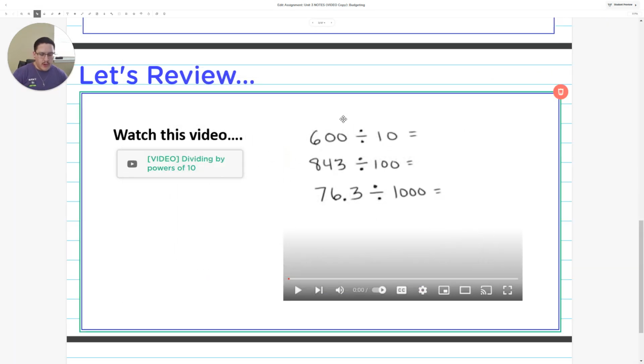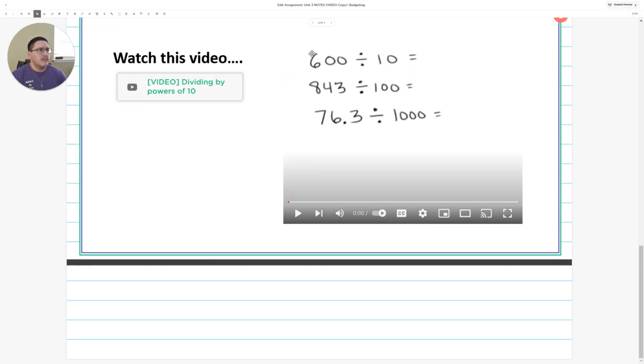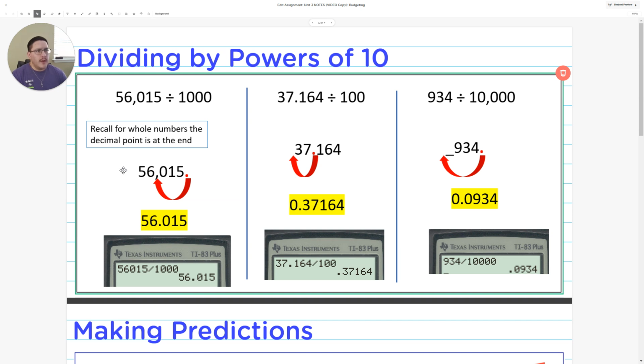Again, that's just a quick overview of what the shortcut is. We can use our calculators if you would like, but if you know the shortcut, sometimes it might be easier to just use the shortcut instead of taking the few extra seconds to plug it into your calculator. For example, 56,015 divided by 1,000, you would take its current decimal place and move it to the left 1, 2, 3 times because of the number of zeros, and you'll get 56.015, which, if you plug it into the calculator, you'll get the exact same thing.